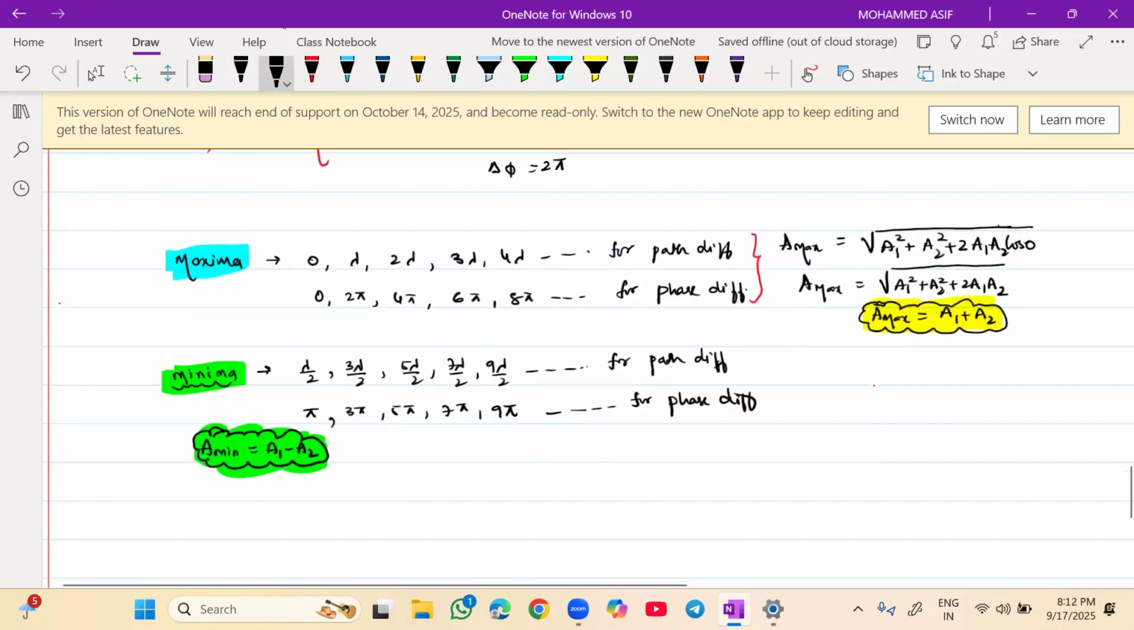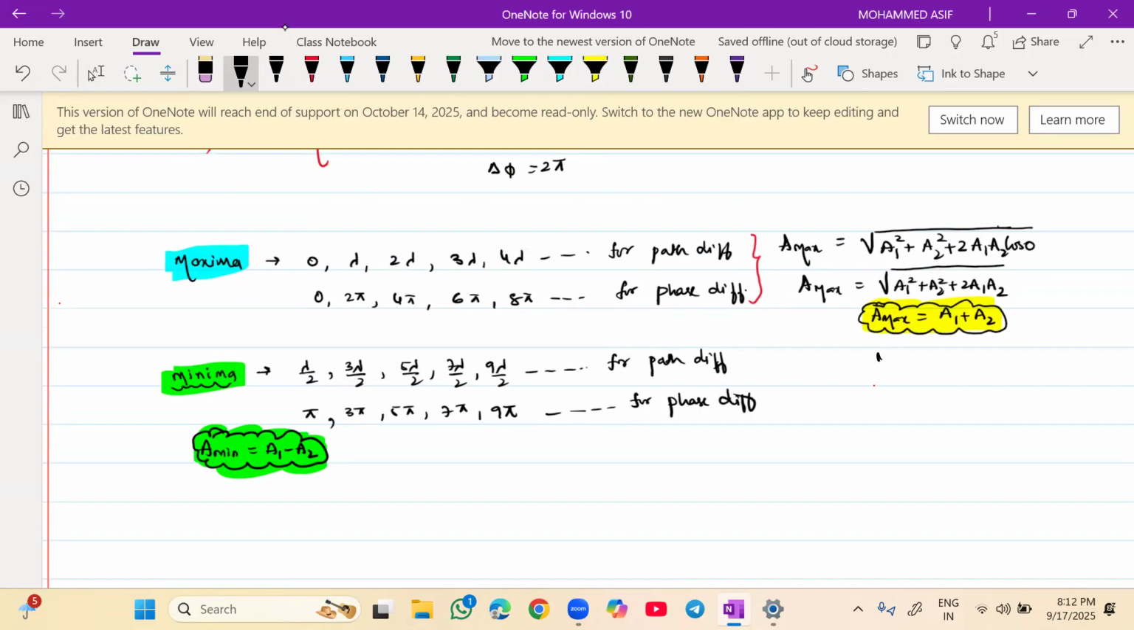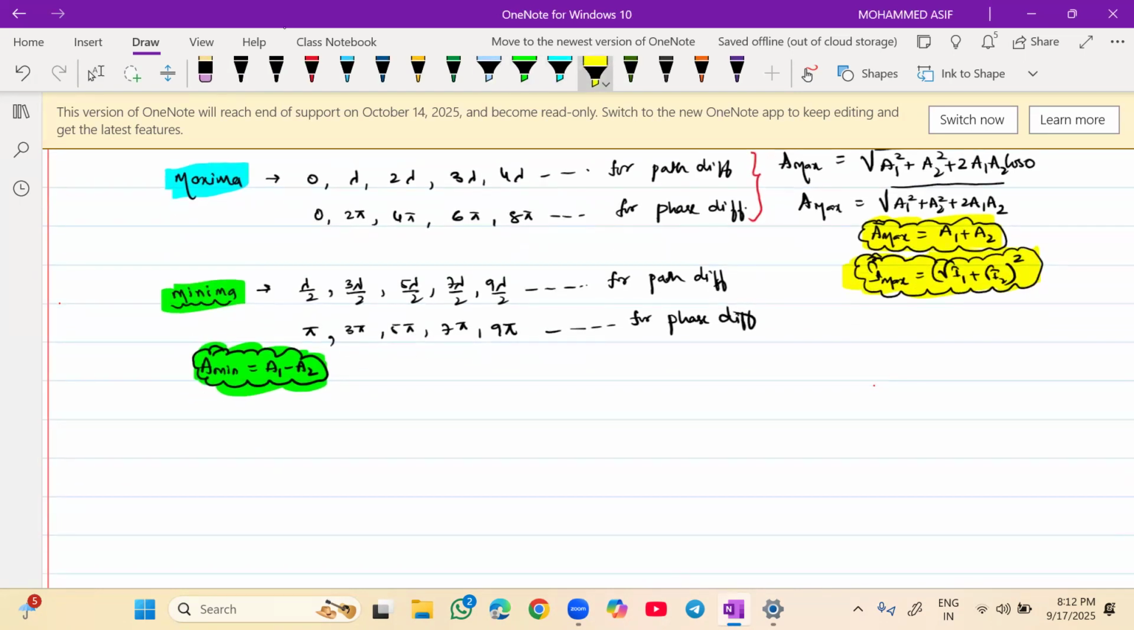Now tell me what about the intensity? I max, maximum intensity, will be equal to (root of I1 plus root of I2) whole square, isn't it? In the formula, if I keep cos 0, this is the formula you get. So I max will be (root of I1 plus root of I2) whole square. Then I minima will be how much? Can anyone tell me? I minima, minimum intensity, will be (root of I1 minus root of I2) whole square.